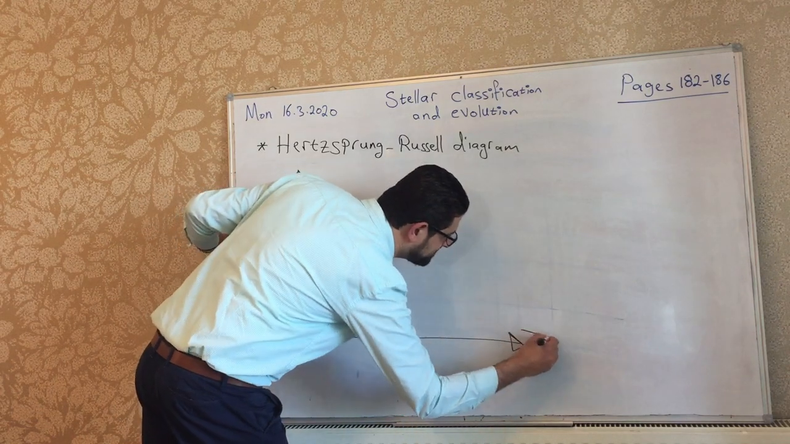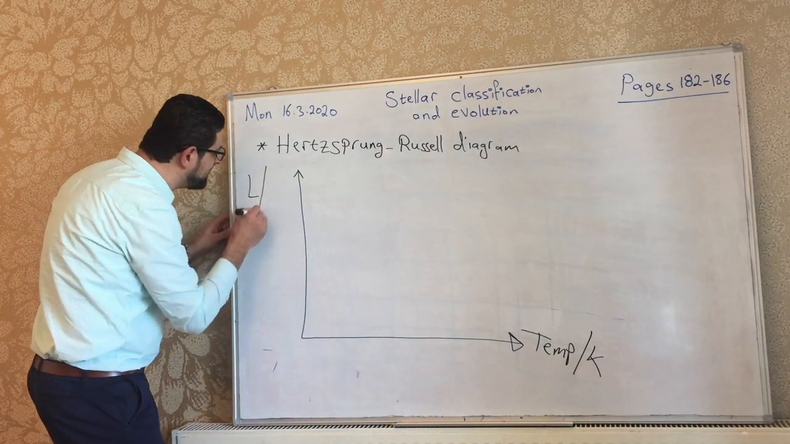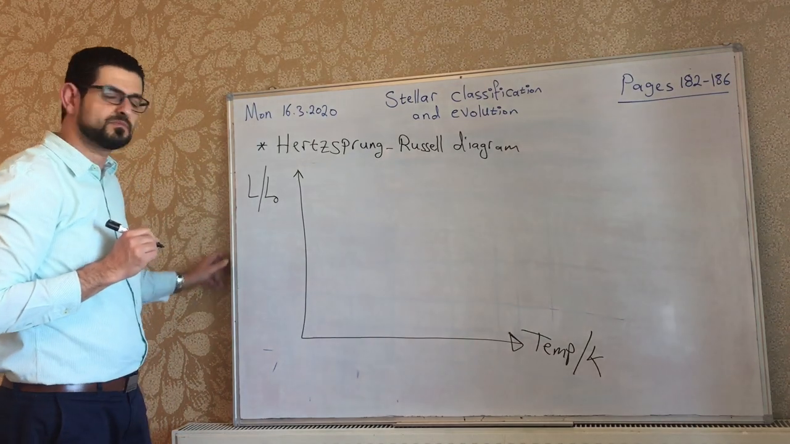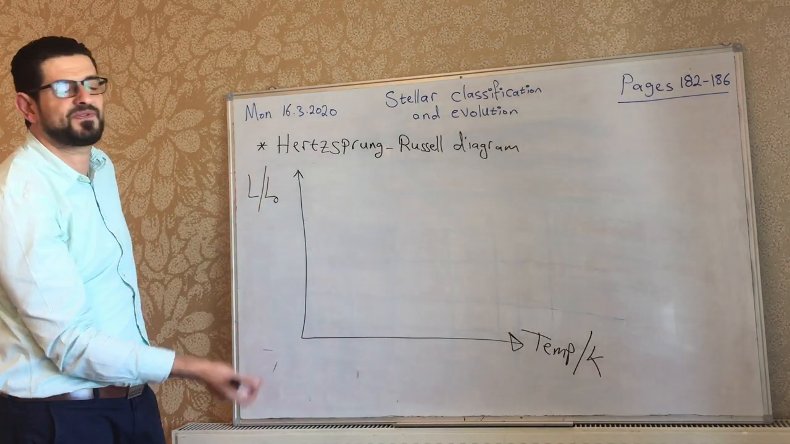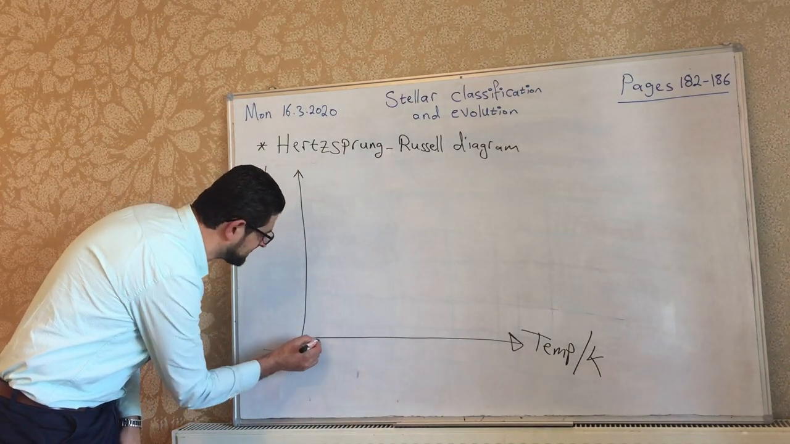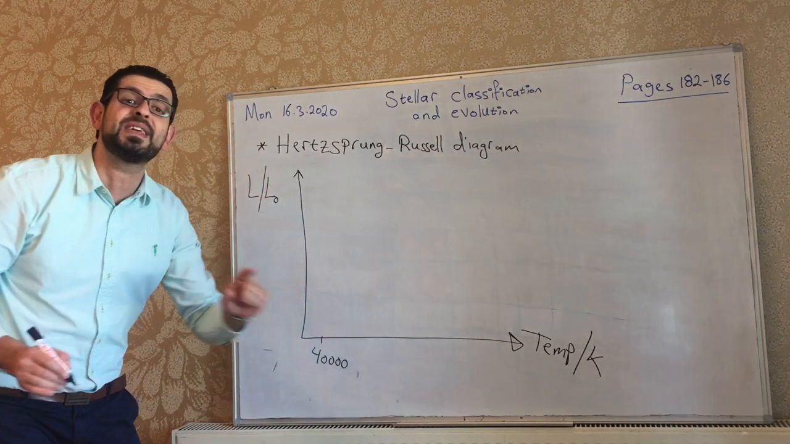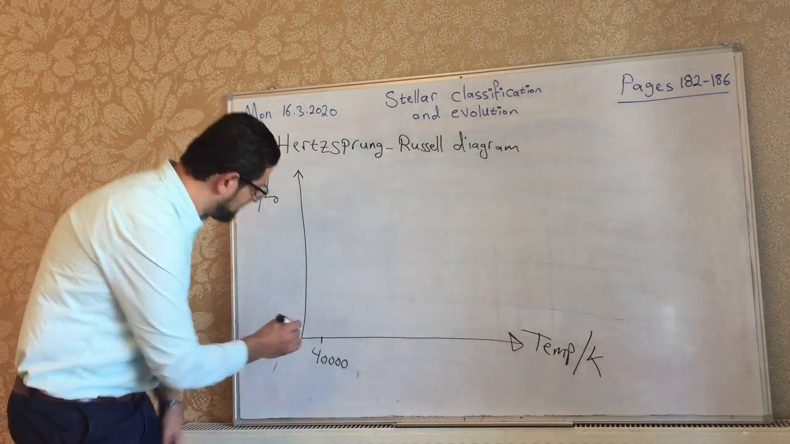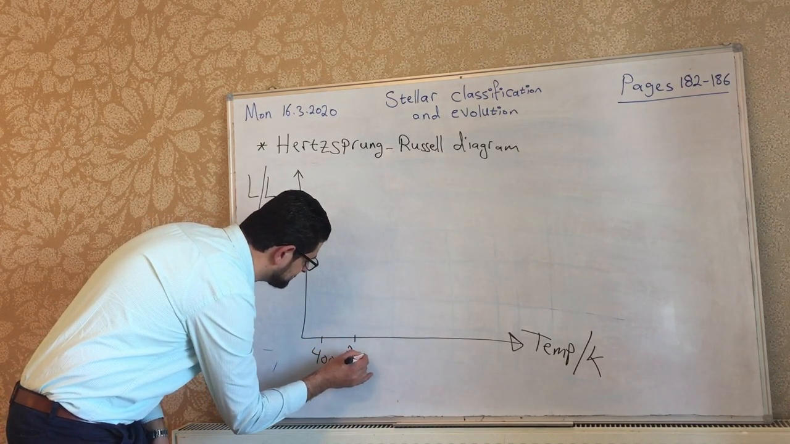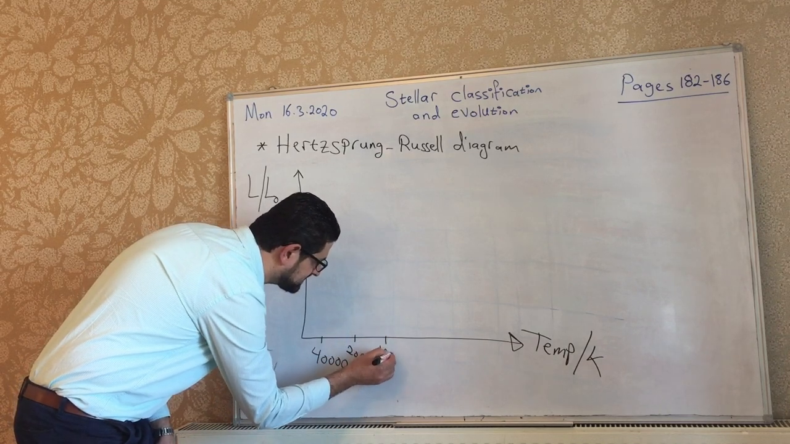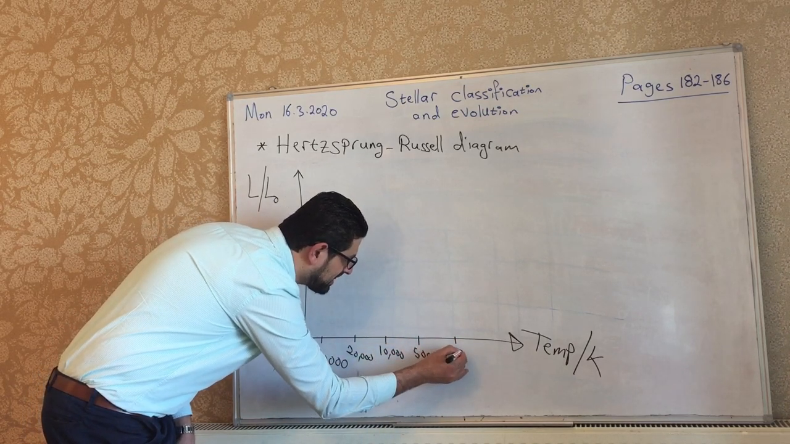in which we compare the luminosity with temperature. So this is the temperature in Kelvin and this is luminosity compared to luminosity of the sun. This scale starts from 40,000, 50,000. Let's start from 40,000, not necessarily from here. Let's say this is 40,000 Kelvin. This is a non-linear scale. So after the same distance, this is 20,000, same distance, 10,000, same distance, 5,000, same distance, 2,500.